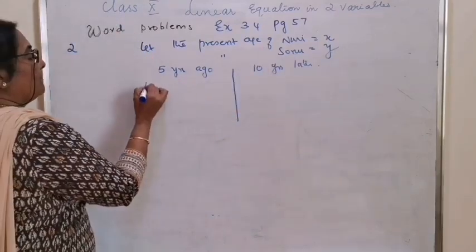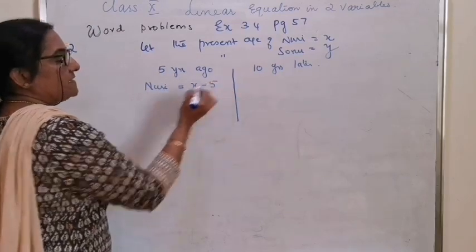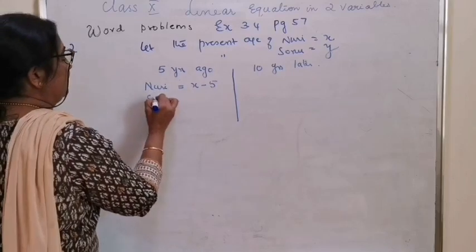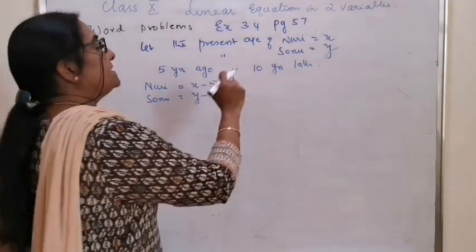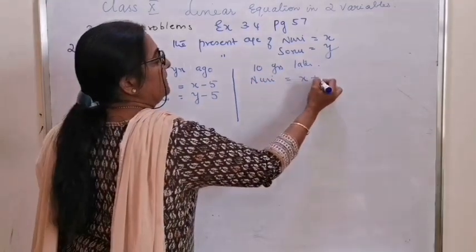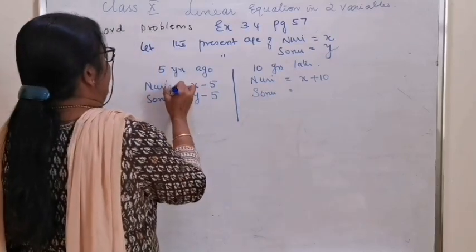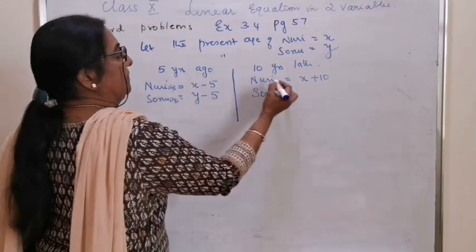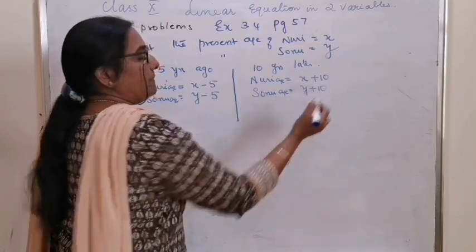5 years ago, Nuri was x minus 5 and Sonu y minus 5. 10 years later, what will be their ages? It will be x plus 10 and Sonu's age will be y plus 10.